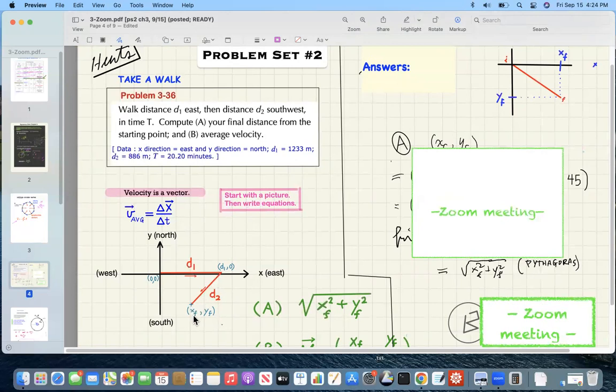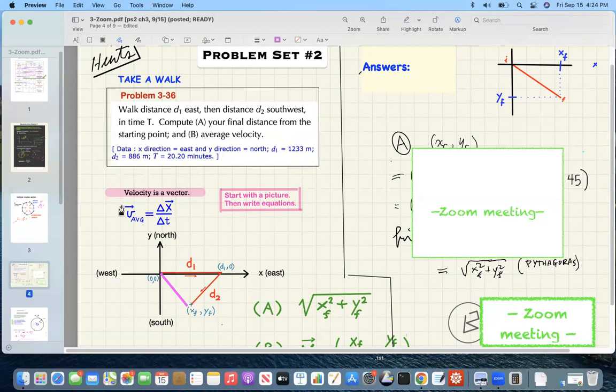So now you'll be at a position x final, y final, where x is the eastern coordinate and y is the northern coordinate. And now you want to know, what's the distance? Well, this is the distance. What's the distance from where you started? This is the distance from where you started. So that's the answer to problem A. And problem B is, what's your average velocity?